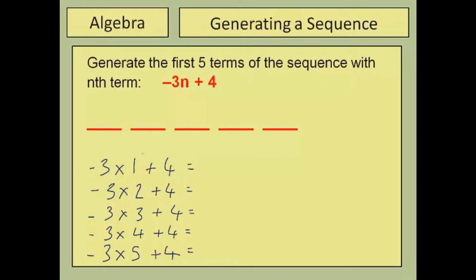And we work these out. Now, this time, fortunately, the multiplication's first, so we don't even have to think about that. But we do have to be careful with this minus 3 here, because a negative 3 times a positive 1 is still a negative 3. So what we've actually got here is minus 3, then plus 4.